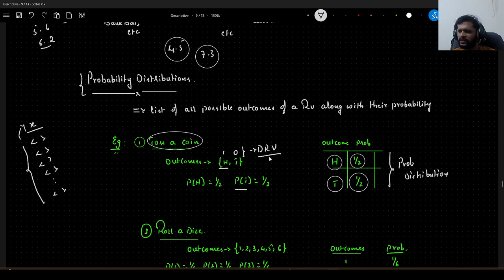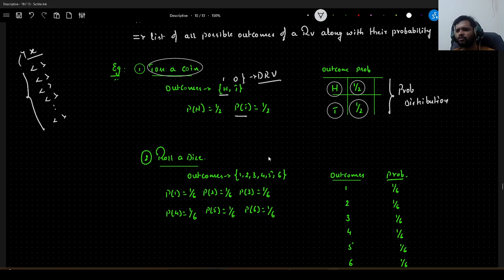Okay. If you consider another example, let's take rolling a 6-sided die. What are the possible outcomes? 1, 2, 3, 4, 5, 6. And what are the probabilities for the individual outcomes? It's 1 by 6. Probability of getting 1 is 1 by 6, probability of getting 2 is 1 by 6, and so on up to probability of getting 6, which is 1 by 6. So here, probability of 1 equals probability of 2 equals probability of 3, and so on up to probability of 6. All individual outcomes have equal probabilities. So in order to construct a probability distribution for this, we will follow the same steps.